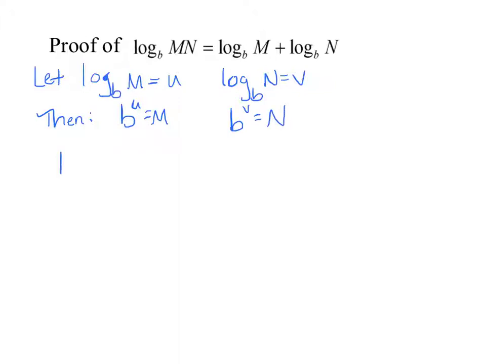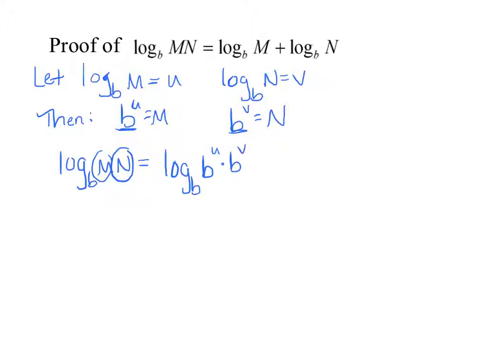So now I'm going to take log base b of m times n, and I'm going to replace the m with b to the u. So I have log base b of b to the u. And I'm going to replace the n with b to the v. And then we're just going to use our exponent rules. If I have two bases being multiplied, I'll add the exponents. And then the log and exponential cancel, so this is going to equal u plus v.